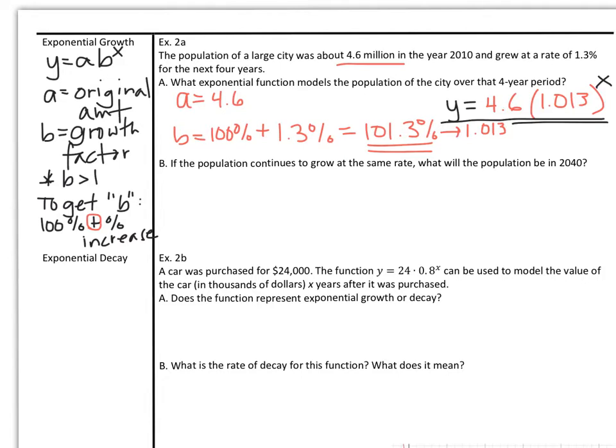We can then use this equation to predict a different value. For part B, it says if the population continues to grow at the same rate, so beyond those 4 years, what will the population be in the year 2040? Now we have to think about what the variables stand for, because if we plug in the year 2040, that number won't fit on our calculator. That would be pretty big.